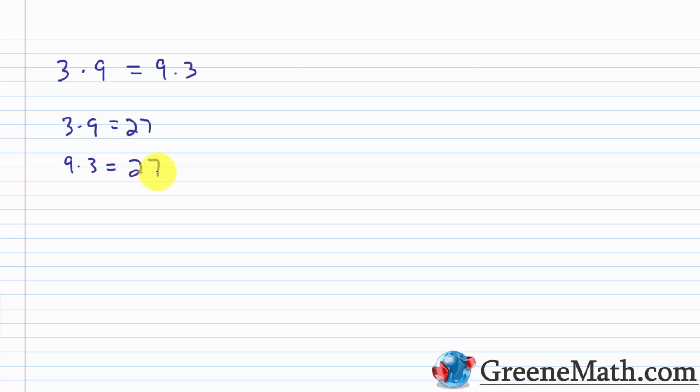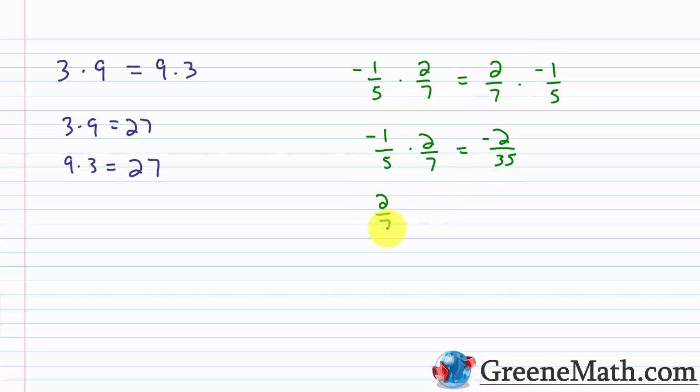Again, this property extends to all real numbers. If you're working with decimals, fractions, negatives, positives, whatever you're working with, it will not change because you change the order of the multiplication. If I had negative 1/5 multiplied by 2/7, this would be equal to 2/7 times negative 1/5. Negative 1 times 2 is negative 2, and 5 times 7 is 35. Doing it the other way, 2 times negative 1 is negative 2, and 7 times 5 is 35. Either way, you're getting negative 2/35 as a result.